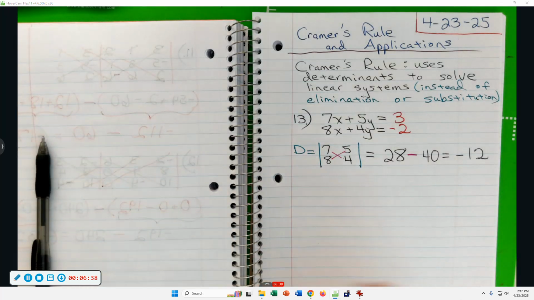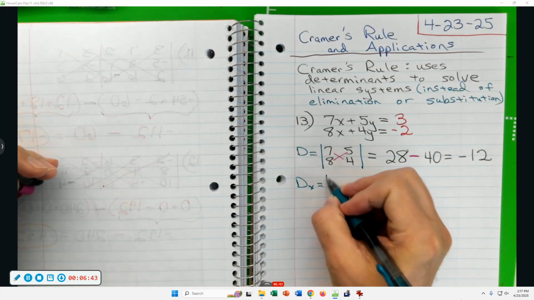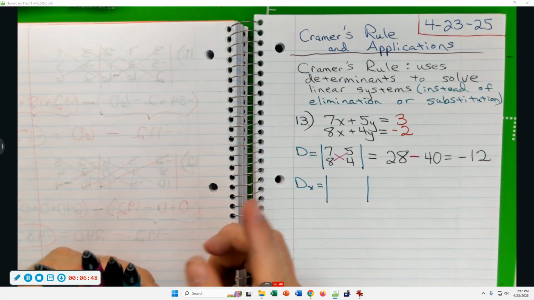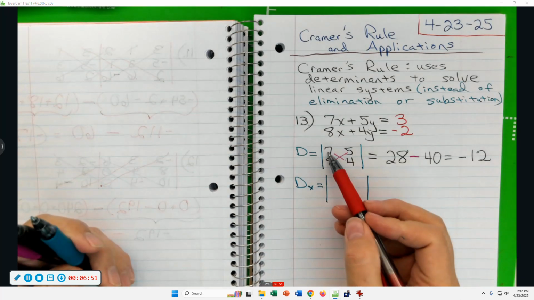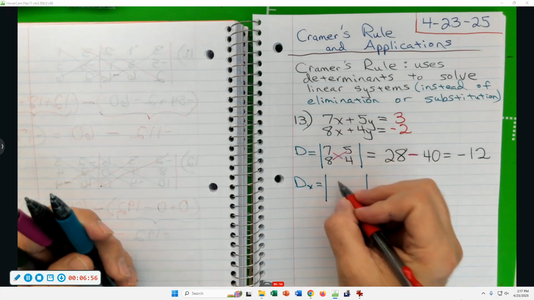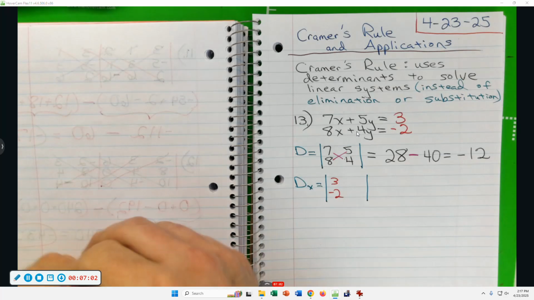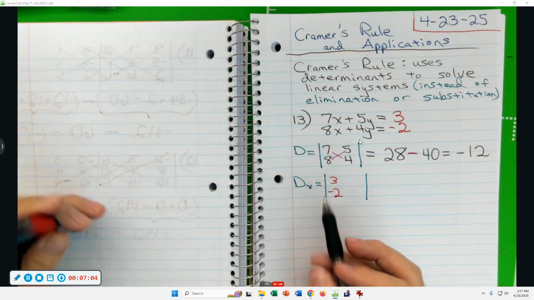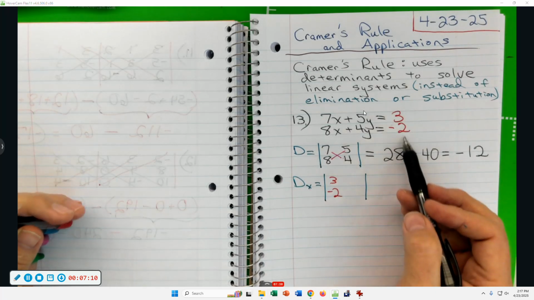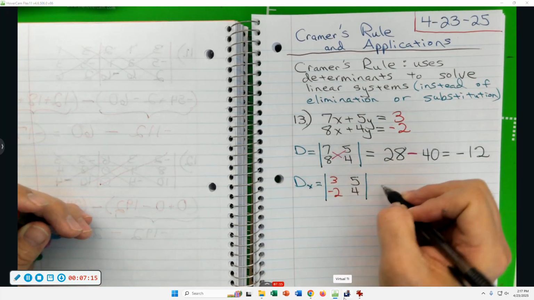Then he found a new determinant, one that he denoted D subscript x. D sub x is the determinant you get if you replace the x column. You're replacing the x column with the column of constants, 3 and negative 2. The y column stays the same. You're only replacing the subscripted column. The x column becomes the column of constants, 3, negative 2. The y column stays at 5, 4.